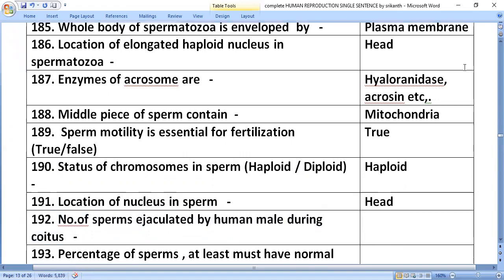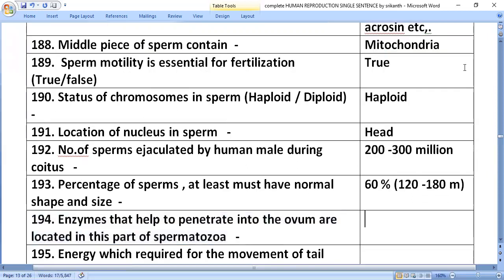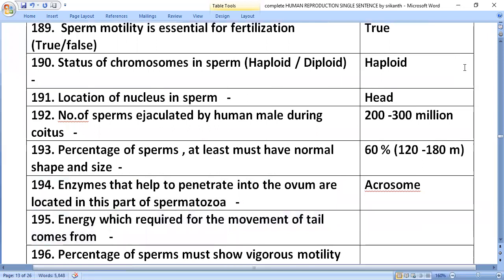Number of sperms ejaculated by human male during coitus: 200 to 300 millions of sperms will be released. Percentage of sperms that at least must have normal shape and size is 60%. That means out of 200 million, 120 to 180 million sperms must be of normal shape and size. Enzymes that help to penetrate into the ovum are located in this part of spermatozoa, acrosome. Energy required for the movement of tail comes from the middle piece.